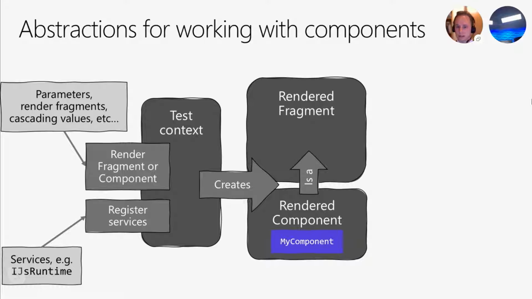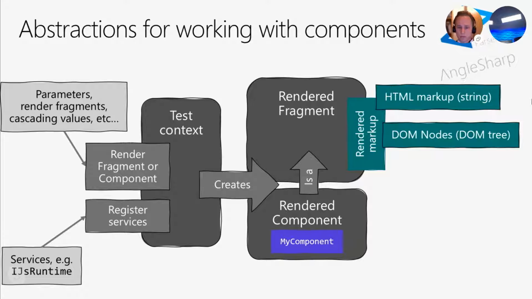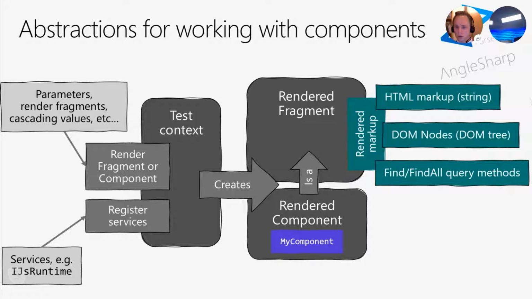A rendered component is a rendered fragment, meaning that all the things a rendered fragment can do, so can the rendered component. So the rendered fragment gives us access to the rendered markup as a raw string or as DOM nodes. The DOM nodes are provided by the AngleSharp library, which is a complete implementation of the HTML5 DOM API. So that means you have access to all the APIs for working with DOM nodes that you know from the browser and JavaScript. There are also two helper methods for querying the DOM nodes, Find and FindAll, which both take a CSS selector as input and return DOM elements.